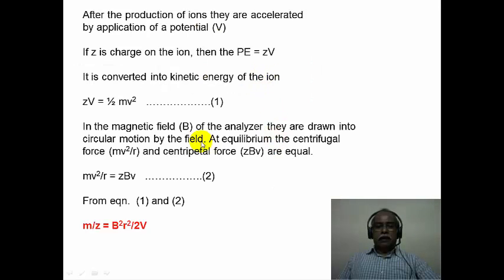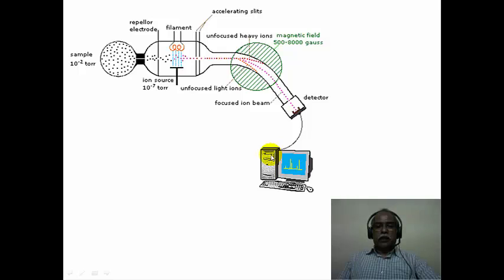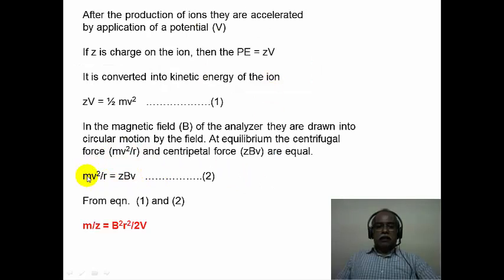The curvature radius depends on the mass to charge ratio of the ion. At equilibrium, the centrifugal force and the centripetal force acting on this particular ion are equal. In other words, when it is passing through this circular pathway, the centripetal force and the centrifugal force have to be equal in order for the ion to survive and go through the radius of curvature of this analyzer, and that is what is represented here. The centrifugal force is mv square by r, where r is the radius of curvature of that particular ion of mass m, and the centripetal force is essentially ZBv.